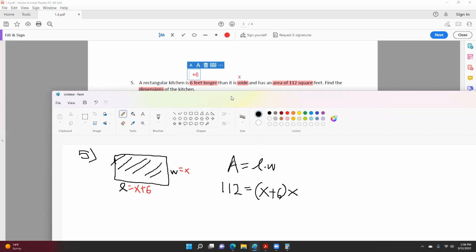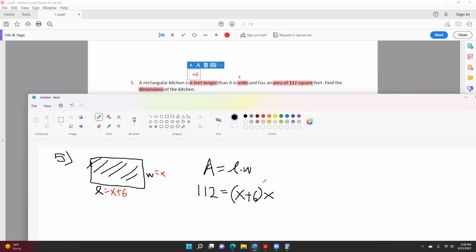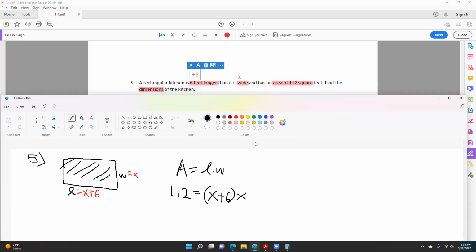In order for us to solve for X, which means we need to find the dimensions, the width and the length. If you know X, the width, you should know the length. You have to solve this equation. To solve it, we have to make it the standard general form, so we have to distribute the X and make it equal to 0.